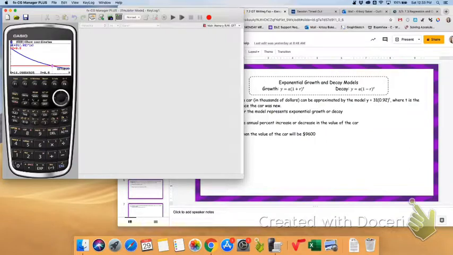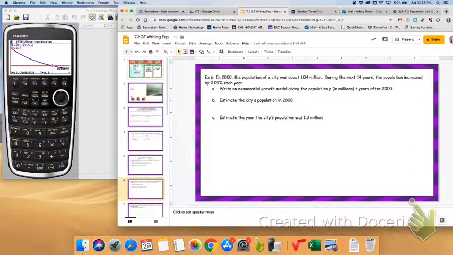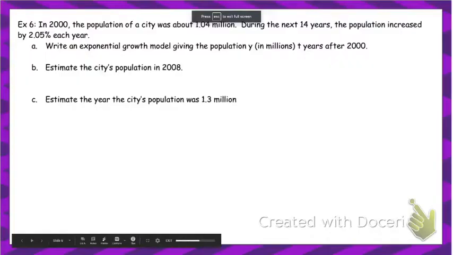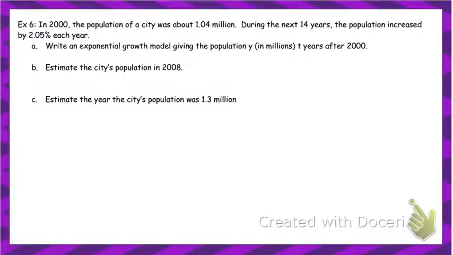All right, so let's go ahead and try a couple more. So this time we're going to write the equation. It says the population of a city was about 1.04 million. In the next 14 years, it increased by 2.05%. So we're going to write our model.